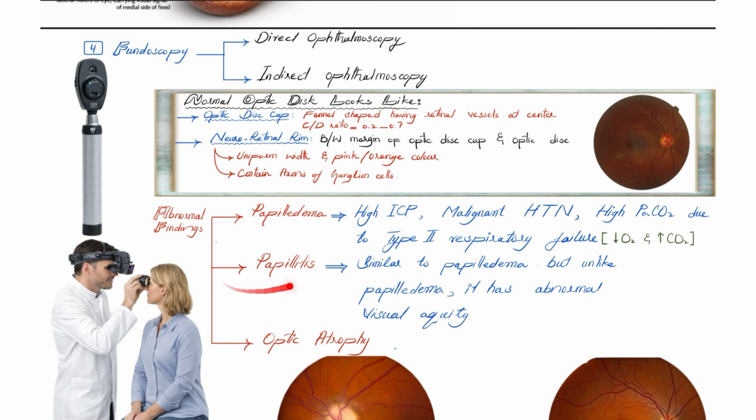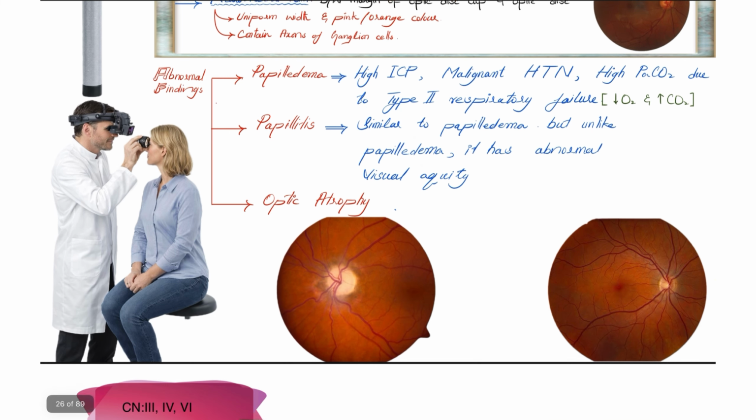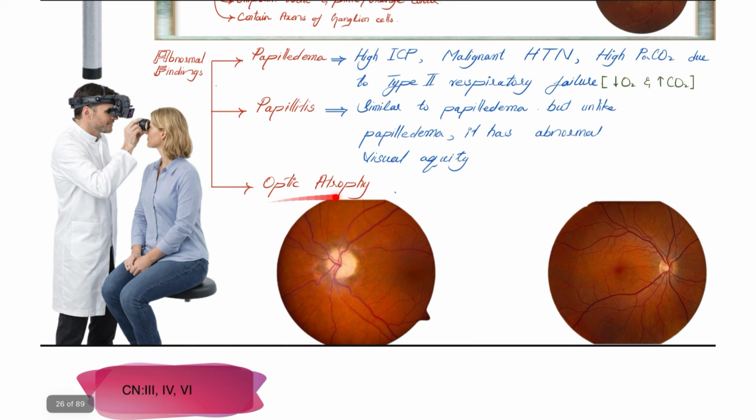Papillitis, which is the inflammation of the optic disc, is similar to papilledema, but unlike papilledema, it has abnormal visual acuity. The other abnormality that you may find in the optic disc is optic atrophy, as you see in the image.